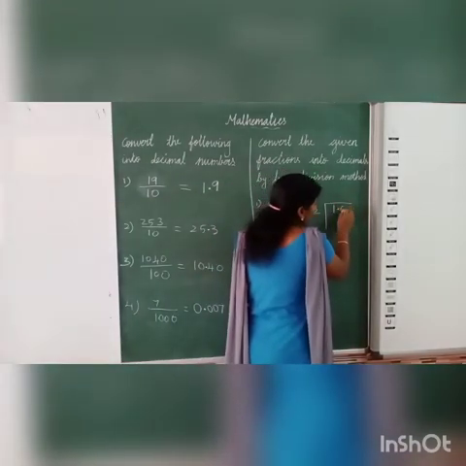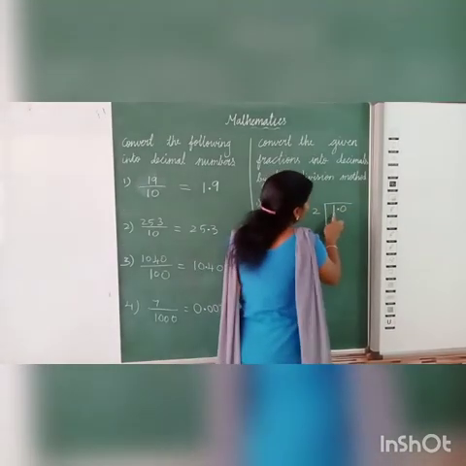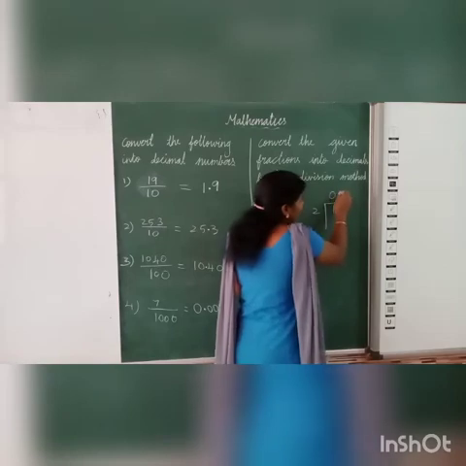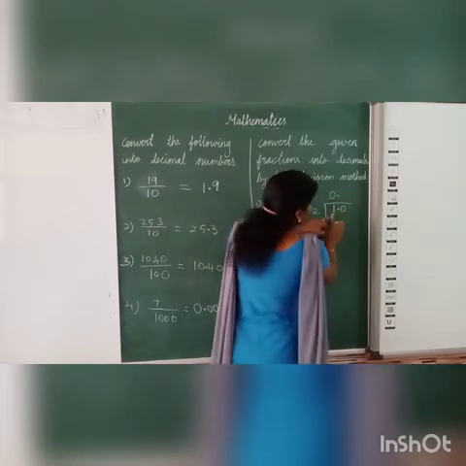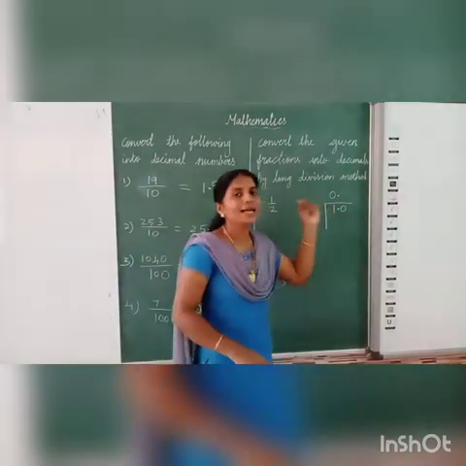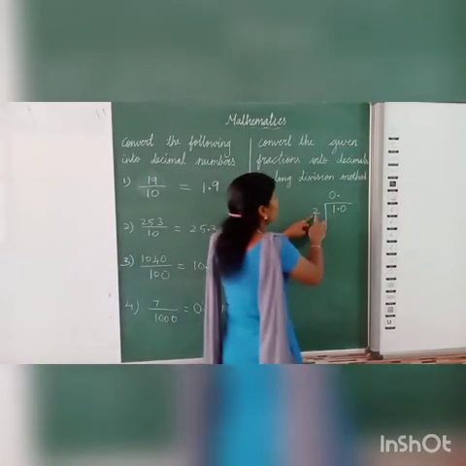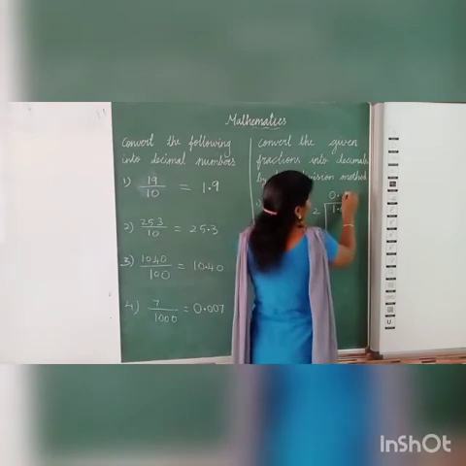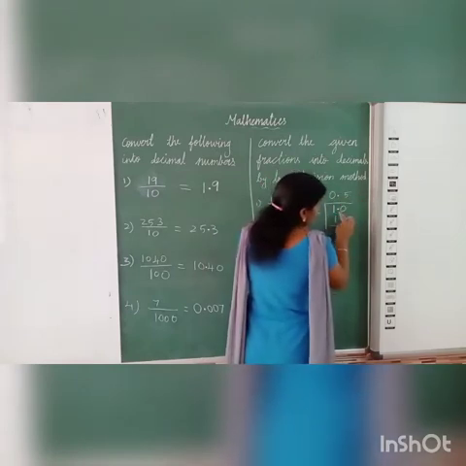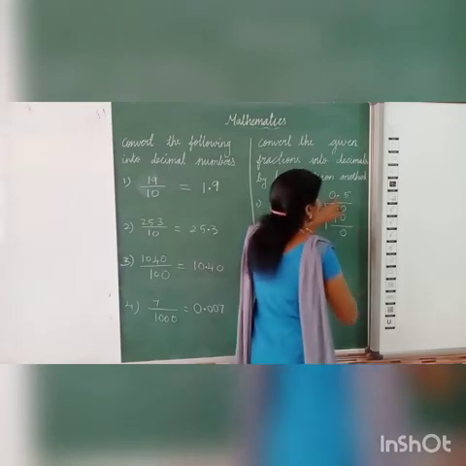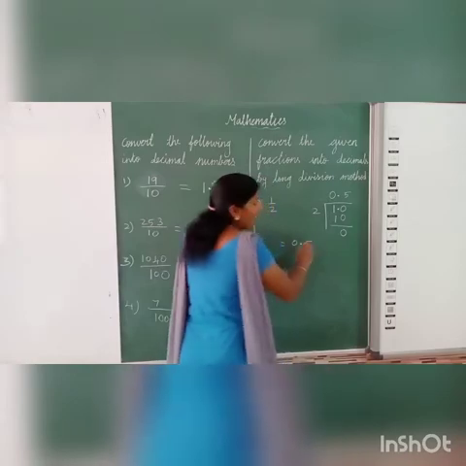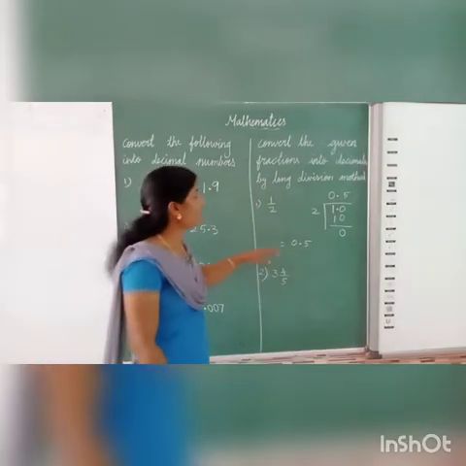We can add one zero here. Now here 1 is not in the 2 table, so we can add one zero here. Then we can put the decimal point. Now we can take this 10 together. Now 2 table, 5 times: 5 2s are 10. 10 minus 10 is 0. So now what's the answer? 0.5 is the answer.